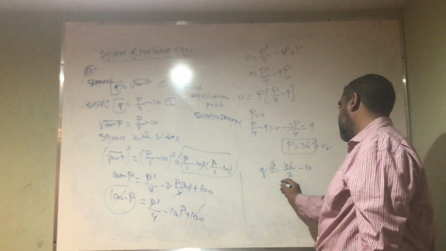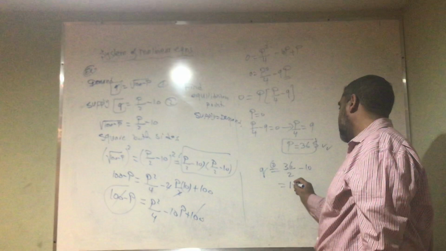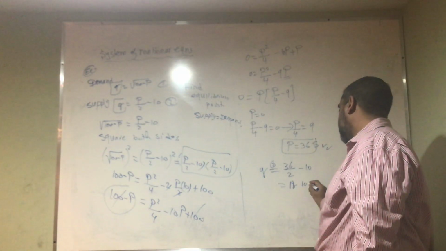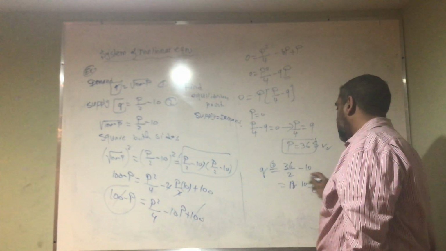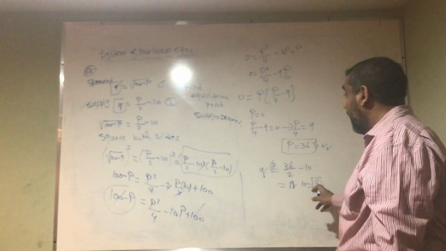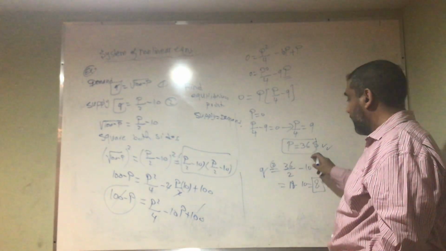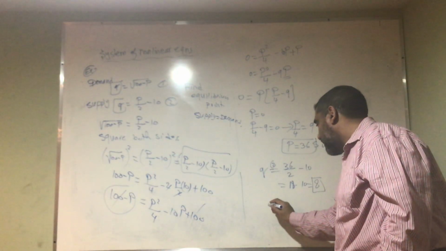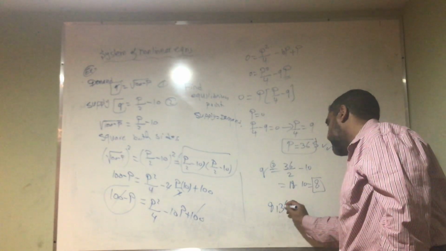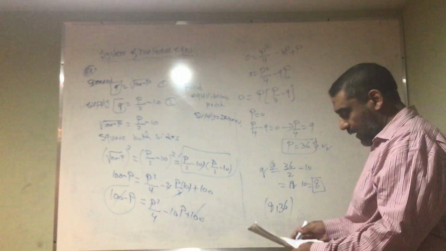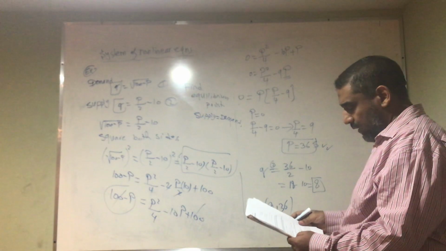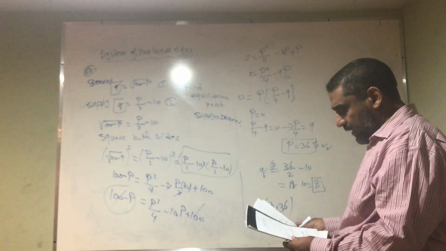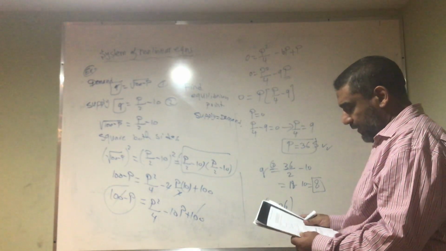If I simplify this, what did you get? You get 18 minus 10, which is 8. The quantity, or number of items, is 8, and the price here is 36. So that is called the equilibrium point. So you're 8 and 36. That is a point, that is our equilibrium point. All right, guys?